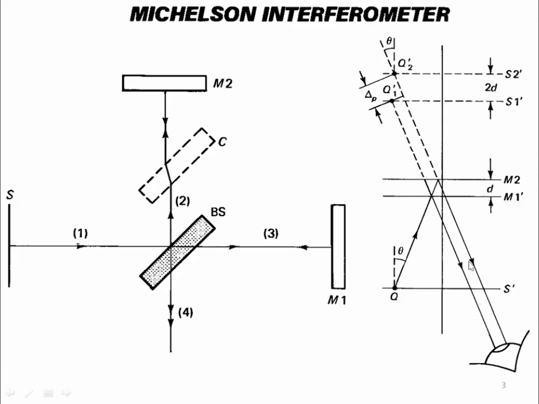This one is 2, rather this one coming by reflection from M2. Fine. So the path difference between them is d. So now we want to calculate the path difference. What do you think is the path difference?